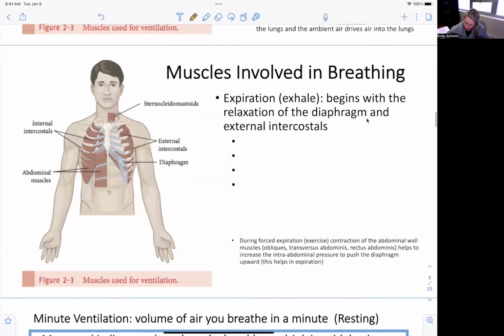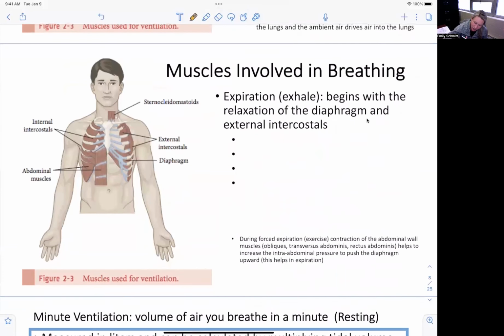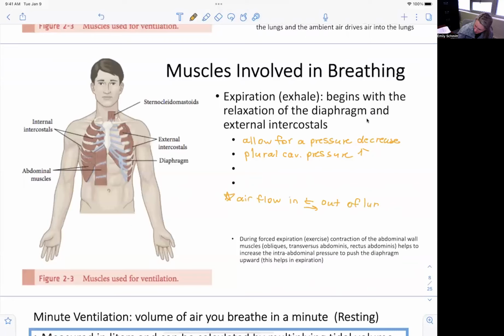So whenever we exhale, we begin with the relaxation of the diaphragm and the intercostals. And again, this will also allow for a decrease in thoracic volume. And this can cause the pressure in the pleural cavity to increase. So airflow in and out of the lungs is due to the differences in these pressures.